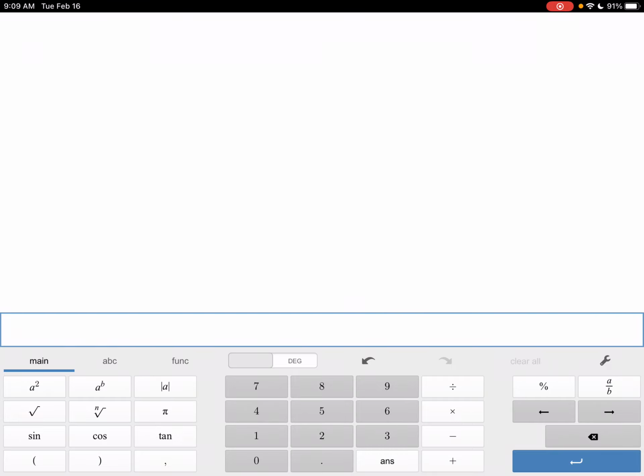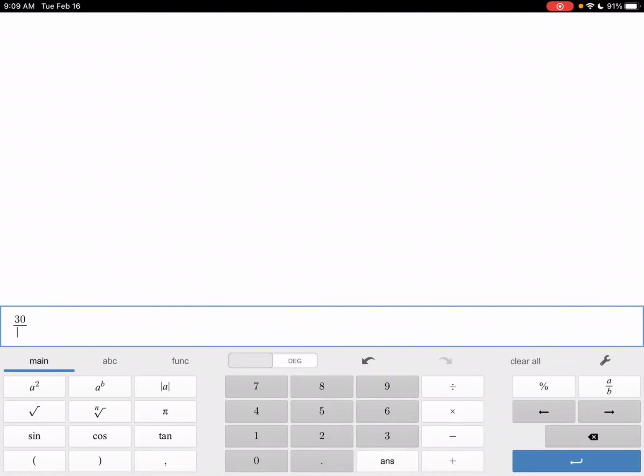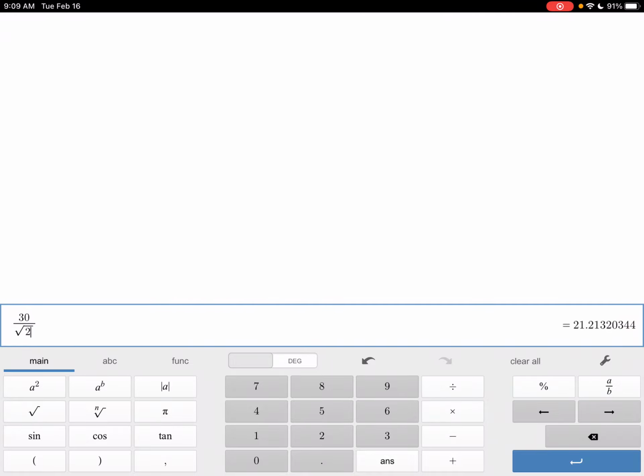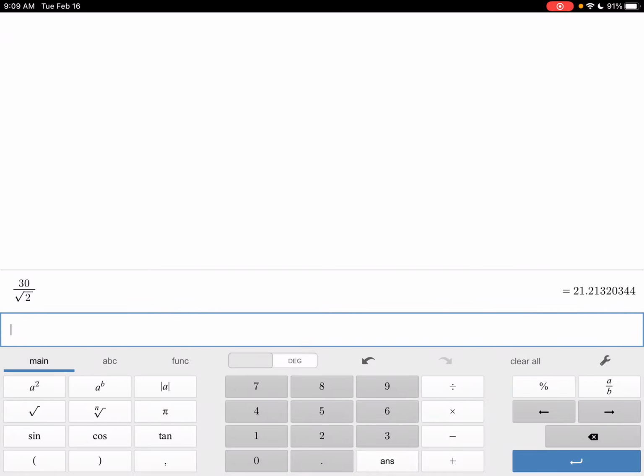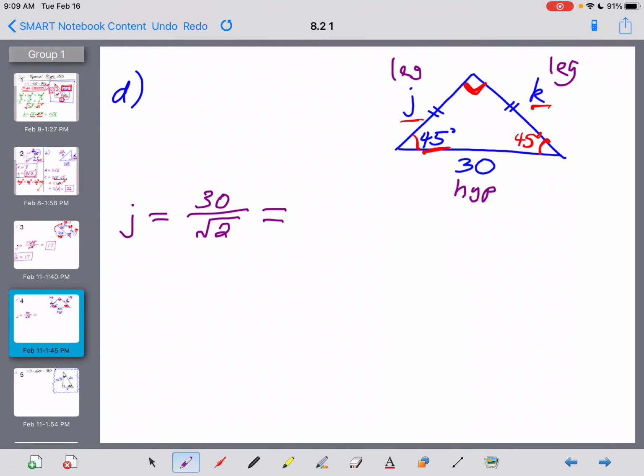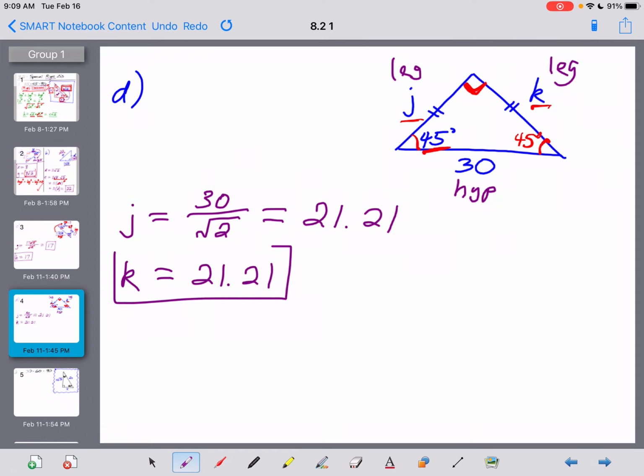Clear that out. Okay, so here we go, guys. It was 30 divided by the square root of 2, and that is going to give us a length of 21 point, I usually go two places, so we'll say 21.21. That's kind of poetic right there. 21.21. And of course, K, being our other leg, is going to end up being the exact same length of 21.21. All right, so there are our answers to problem D. Okay, nothing too shabby, everybody.